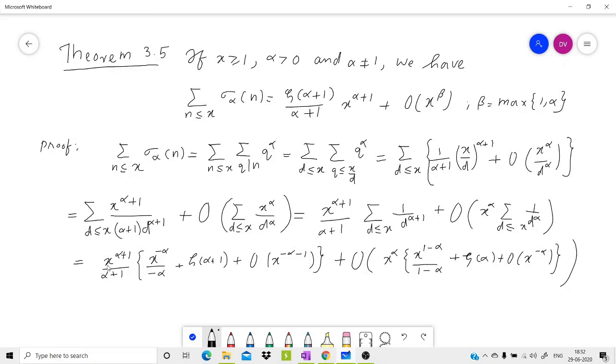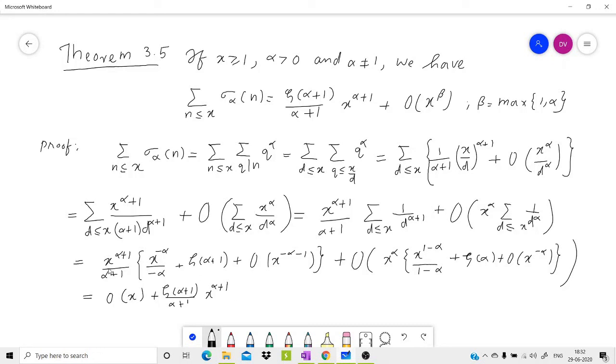Now we consider the first bracket. When we multiply or distribute this term to the bracket, we will get the first term, which will be x to the power 1 divided by minus alpha into alpha plus 1. So that can be written as a function with order of x. And the next will be theta of alpha plus 1 divided by alpha plus 1 times x raised to alpha plus 1. That is the second term.